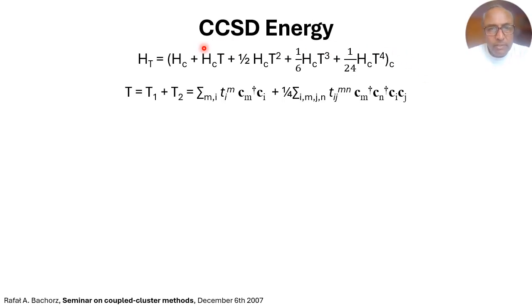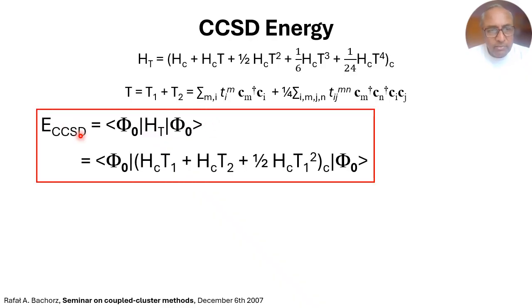So we have here the BCH Hamiltonian and the cluster operator. The coupled cluster energy is given as bra phi 0 HT phi 0 ket, and if we truncate this to include only the single and double excitations, we get the coupled cluster singles and doubles energy, or CCSD energy, as bra phi 0 the connected part of HcT1 plus HcT2 plus half HcT1 squared phi 0 ket.